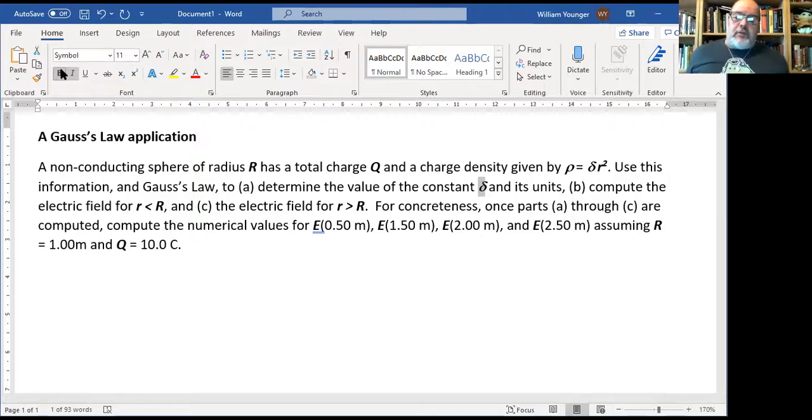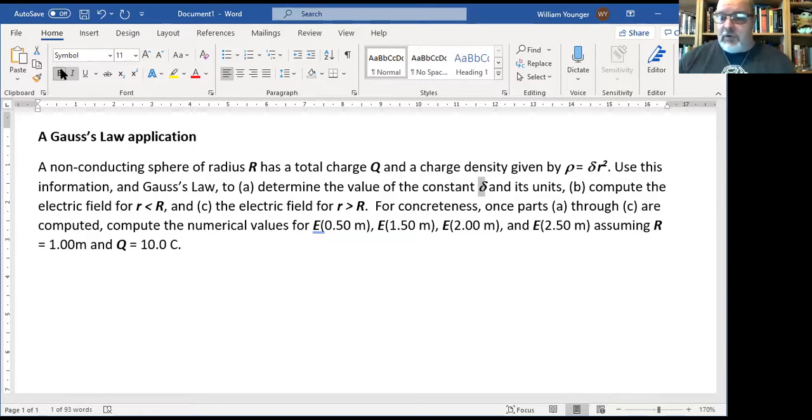Now, for concreteness, once parts A through C are computed, I want you to compute the numerical values of the electric field at half a meter. So that's halfway out from the center, since I'm going to make the radius R 1.5 meters, 2 meters, and 2.5 meters. And I'm going to assume that R is 1.00 meters and that the total charge of the sphere is in fact 10 coulombs. That's a large charge, and it's going to result in a large electric field.